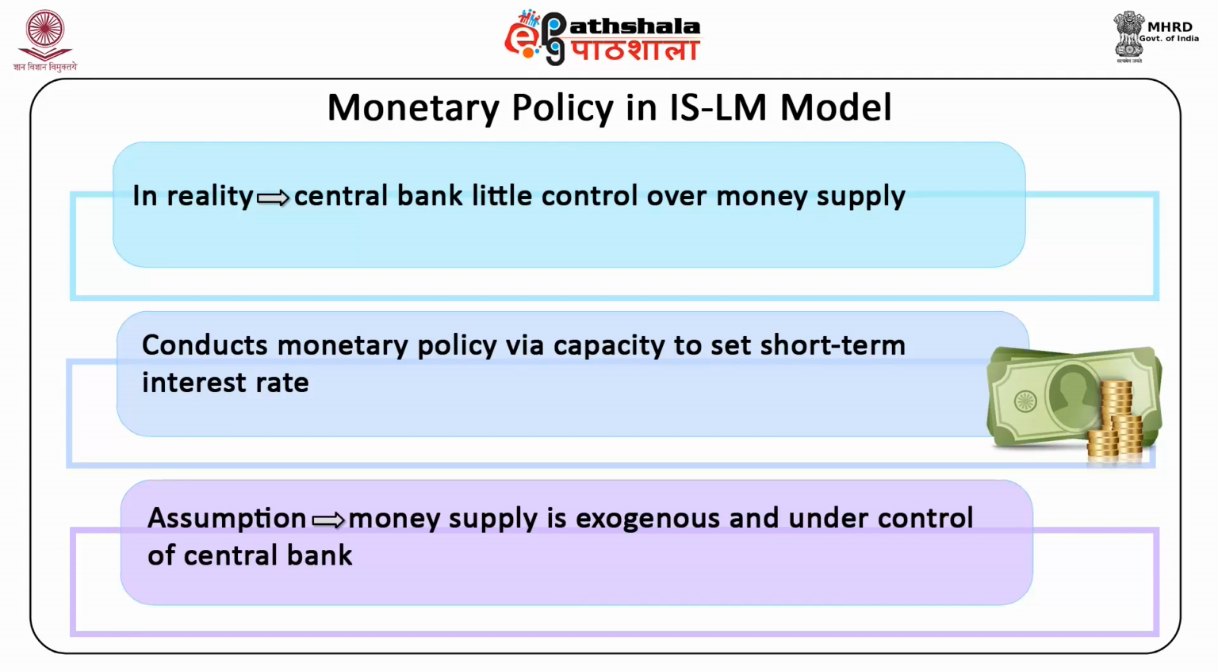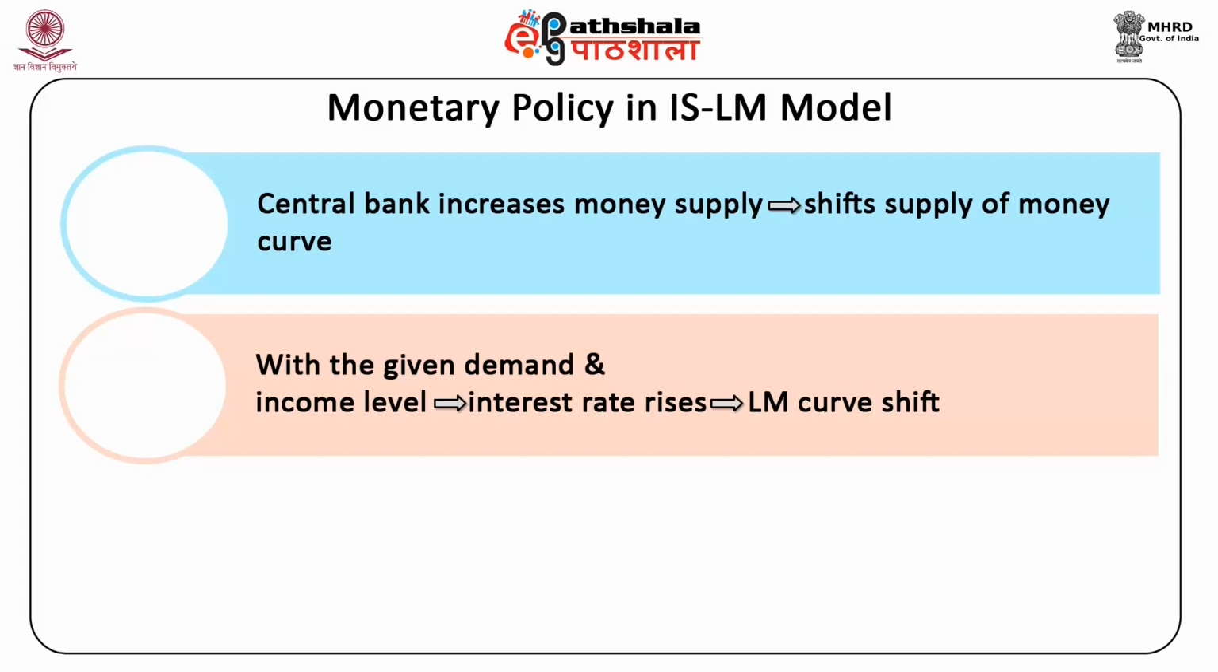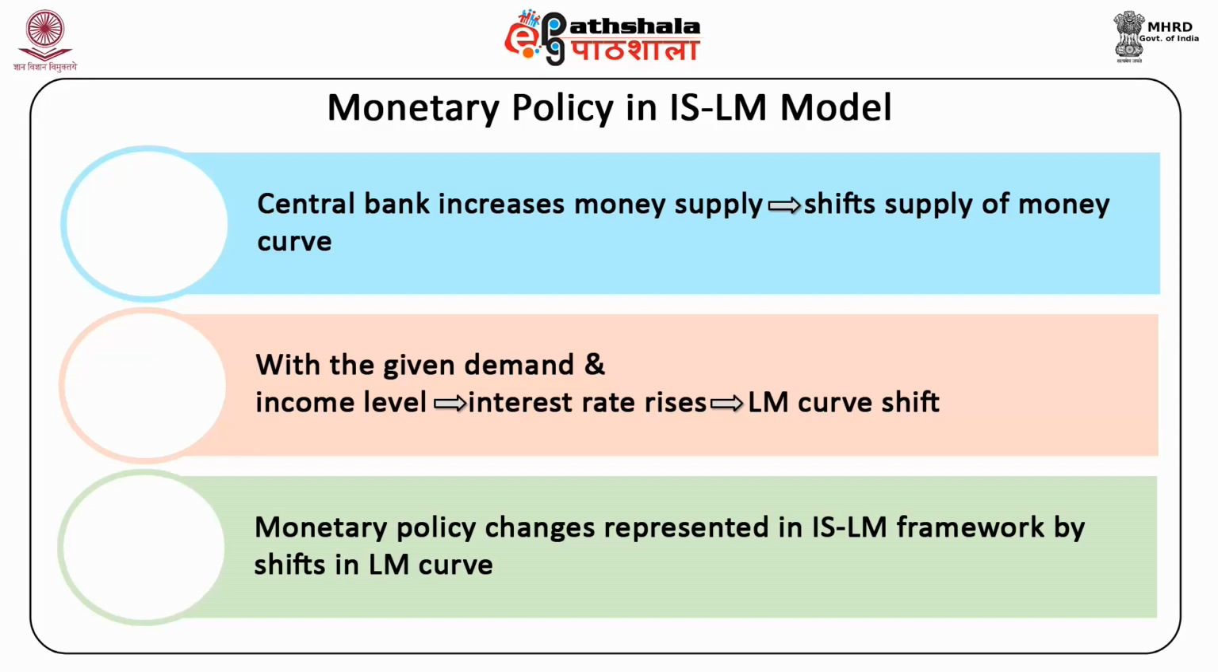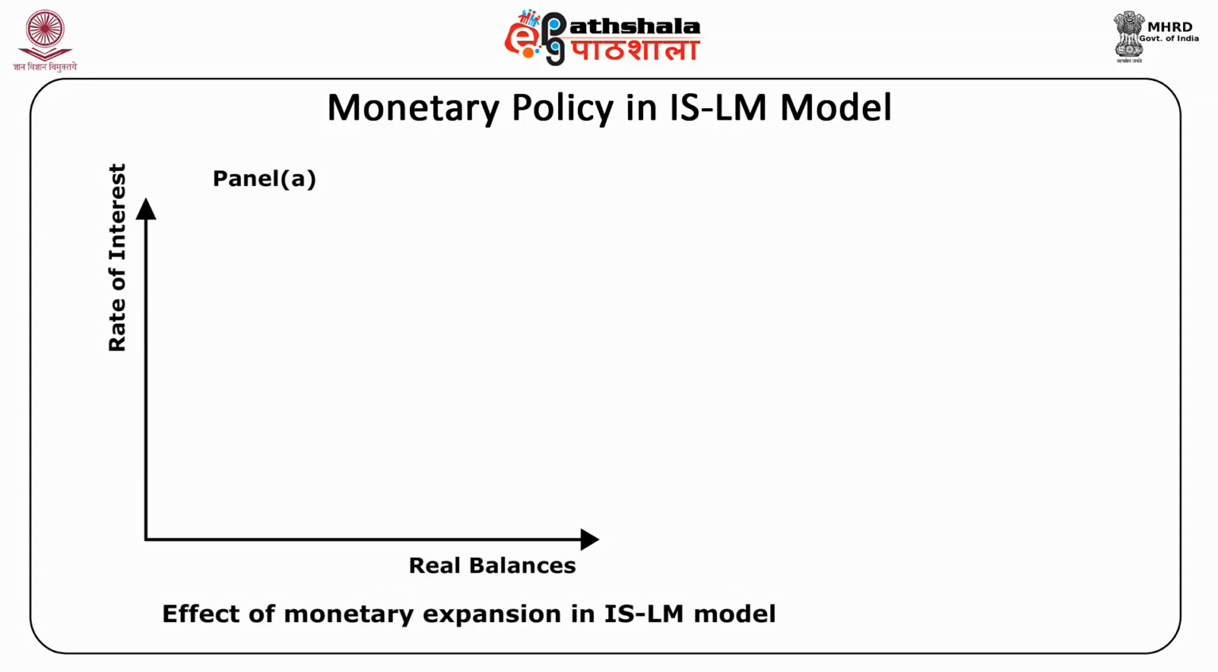the central bank. Whenever the central bank increases the money supply, it shifts the supply of money curve. With the given demand for money and income level, it leads to a fall in the interest rate, leading to the shift of the LM curve. Monetary policy changes are thus represented in the ISLM framework by shifts in the LM curve. Now, we will see the effect of monetary expansion in the ISLM model.